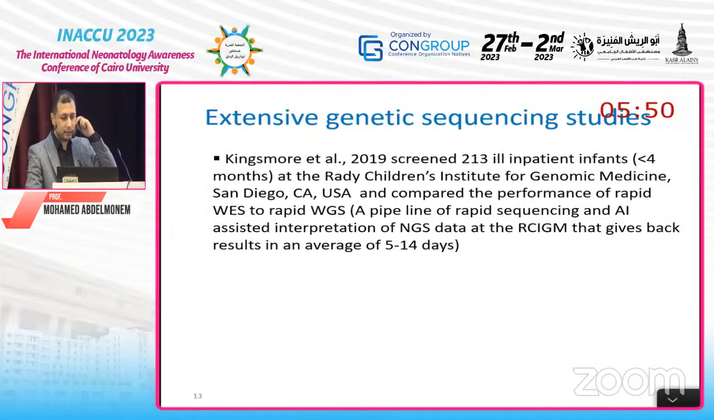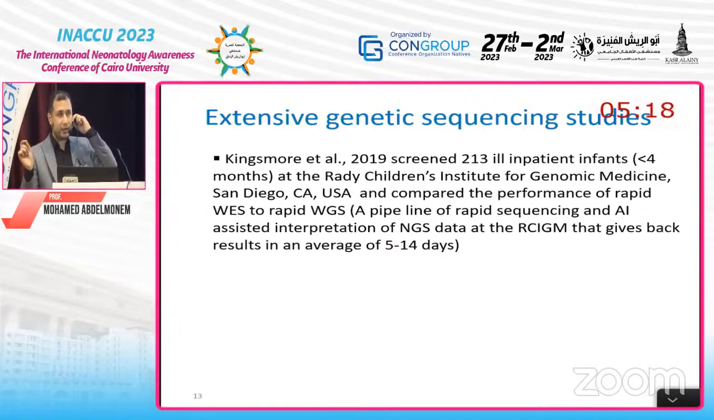Kingsmore et al. 2019 screened 213 ill inpatient infants less than 4 months of age at the Rady Children's Institute for Genomic Medicine at San Diego, California, USA, and compared the performance of rapid whole exome to rapid whole genome sequencing using a pipeline of rapid sequencing and AI-assisted interpretation of next-generation sequencing data at their institute, that gave back results in an average of 5 to 14 days.